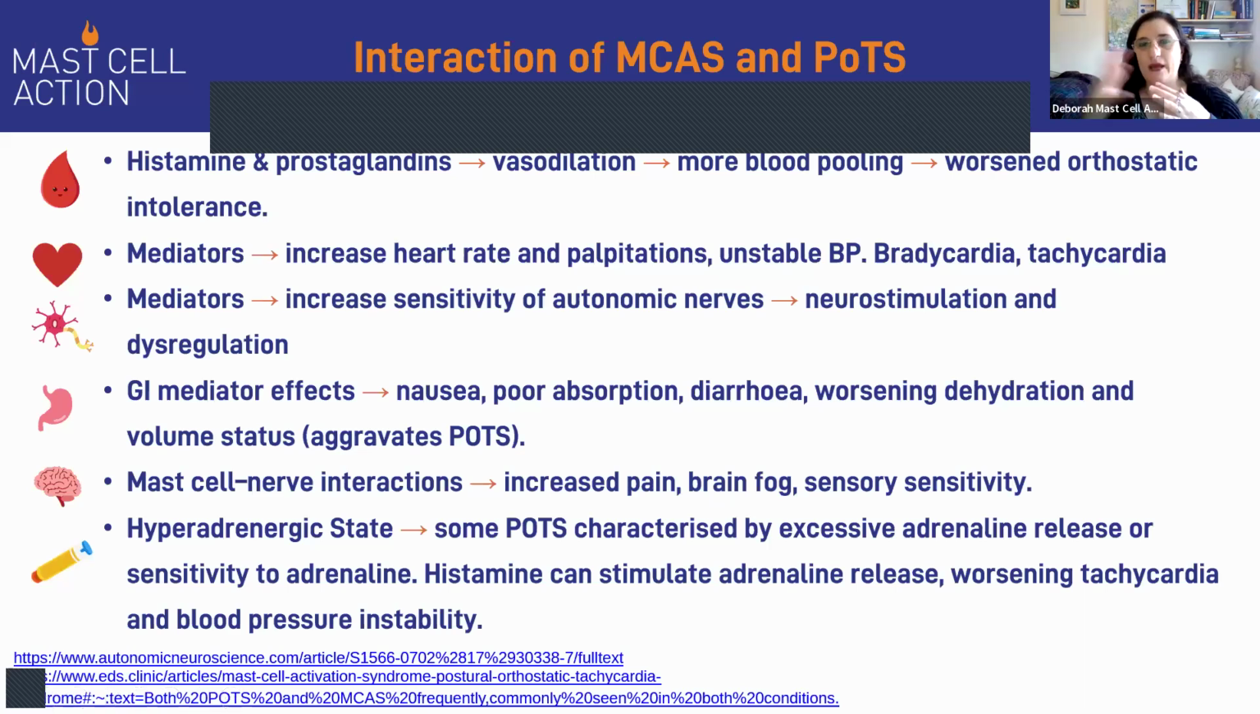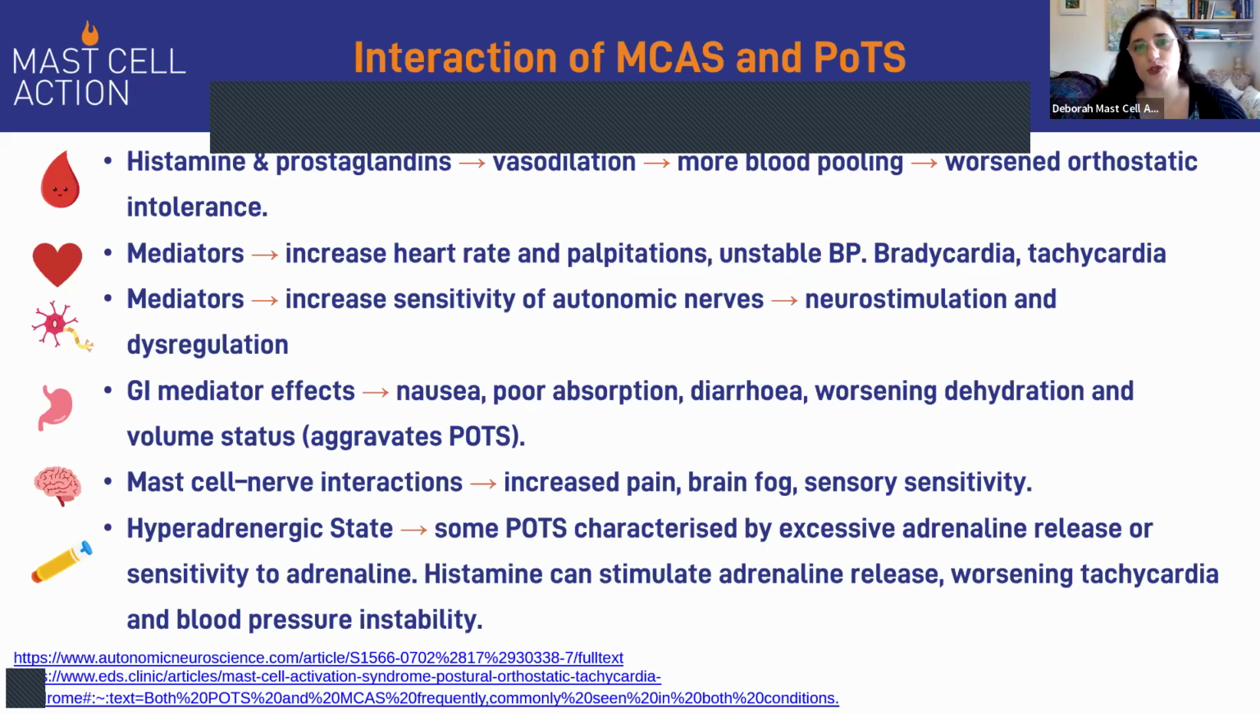So there's an interaction here between MCAS and POTS, and some of the ways in which having MCAS can impact on POTS. So histamine and prostaglandins, which is another one of those mediator chemicals, they cause vasodilation. They cause our blood vessels to dilate, which lowers our blood pressure. It can lead to more blood pooling. It stops us from being able to pump the blood and keep it where we need it. So we get worsened orthostatic intolerance. Some of the mediators increase our heart rate and cause palpitations. Some cause unstable blood pressure, but MCAS can be linked to bradycardia as well as tachycardia. So you might have a slow heart rate or a fast heart rate or both at different times. So again, you can see there's quite a correlation and an impact. If you've also got POTS, that's going to upset your POTS when you're having an MCAS reaction.